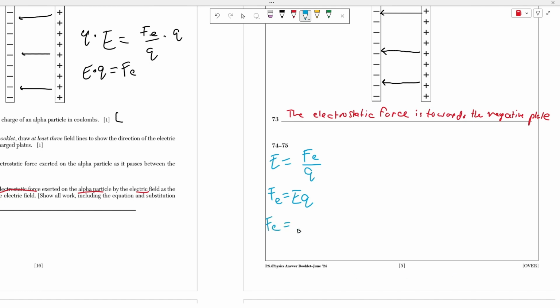So Fe is equal to 3.2 times 10 to the power of negative 19 coulombs. Always remember to put in your units. If you don't put in your units, you'll get it wrong. And that's times 5.0 times 10 to the power of 4 newtons per coulomb, right? Finally, if you plug it into your calculator, you get an electrostatic force of 1.6 times 10 to the power of negative 14 newtons. Box that in and you get full points for this problem, right?